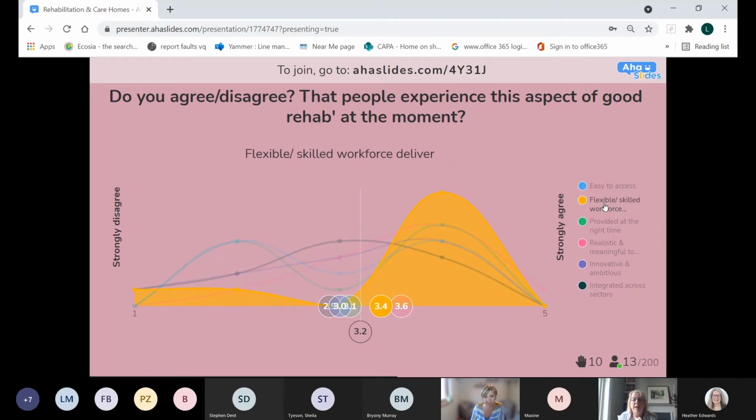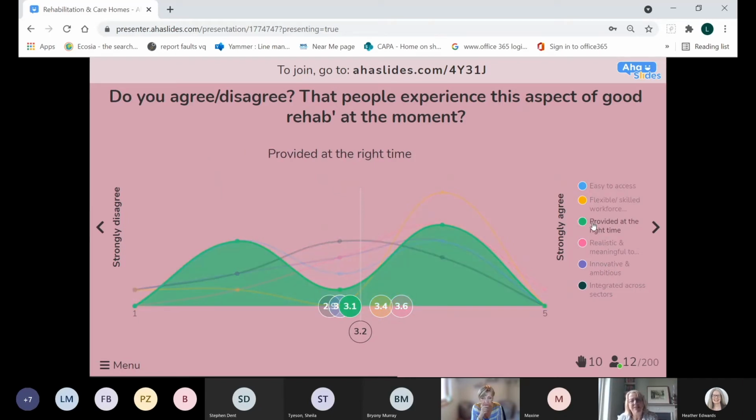Here's one. Generally, it's on the right-hand side. So folk generally agree that it's delivered by a flexible and skilled workforce, which is really nice because that's you guys. Provides at the right time. Again, there's a difference of experience in different places.